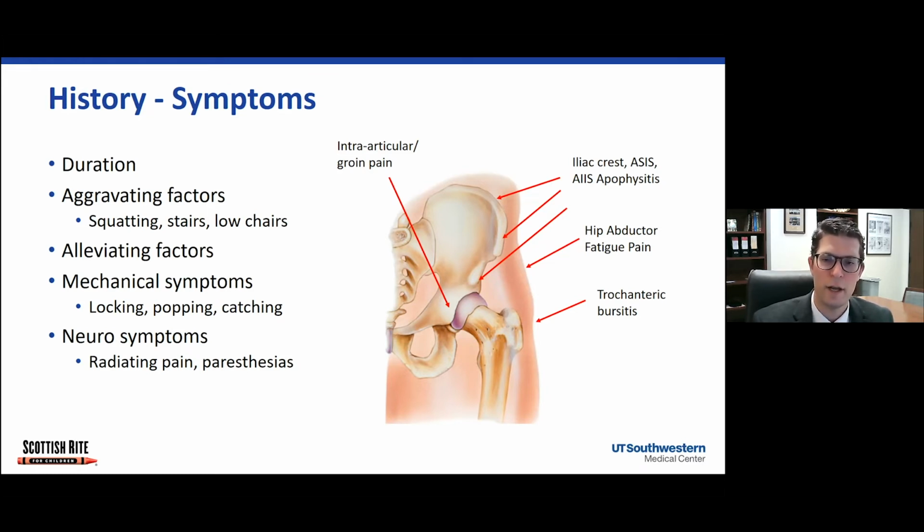Finally, anytime you're trying to understand hip pain, it's always important to think about the spine. So I always ask about neurotype symptoms. Do they have a radiating pain that goes down their leg? Or perhaps paresthesias? Because that suggests that they're more likely to have a spinal pathology as opposed to an intra-articular or hip mechanical pathology.